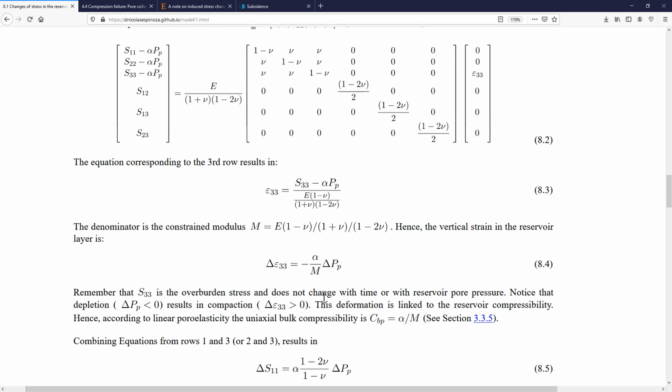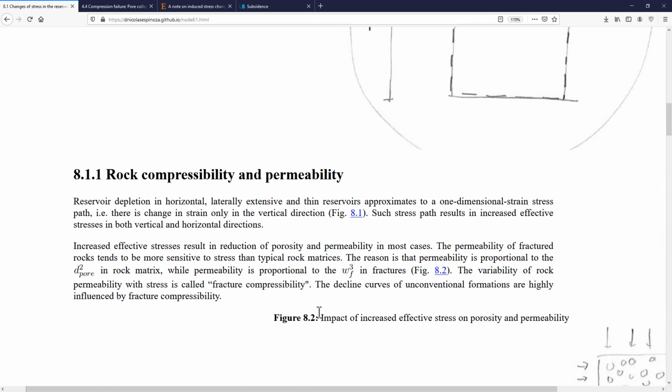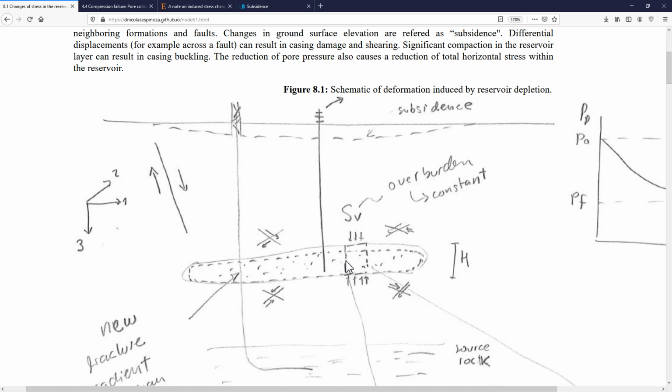Another problem that we want to solve, and another quantity that we want to predict, is going to be what are going to be the variations of effective stress within the reservoir, and also the variations of total stress within the reservoir. Let me tell you why this is going to be important. Whenever a reservoir is depleted, the pore pressure is going to decrease. And we said that the total vertical stress is not going to change. However, the horizontal total stress might change.